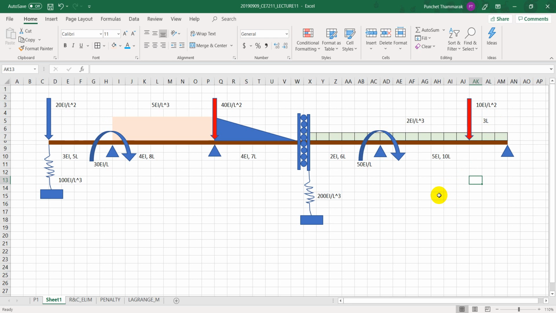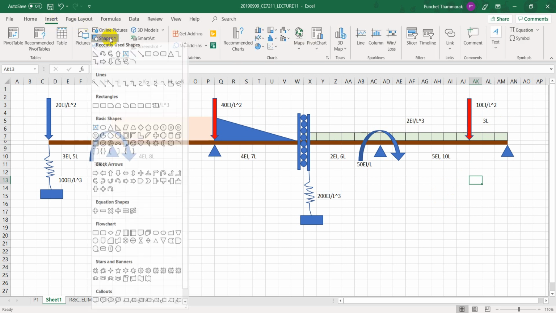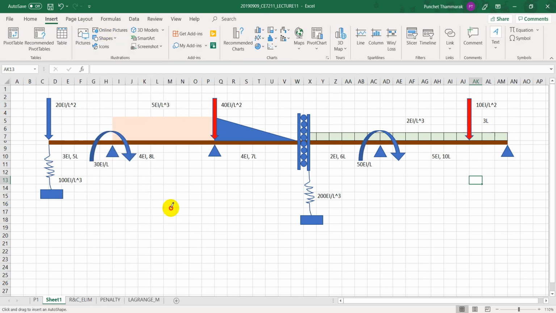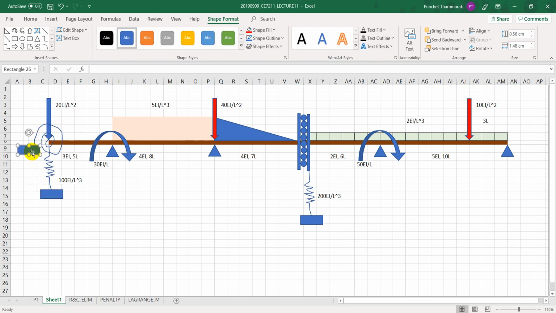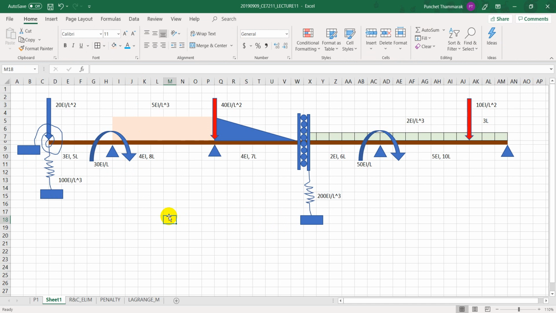What else do we need from this buffet? Okay, it is a buffet. Buffet of structural analysis. It has everything, all you can eat.